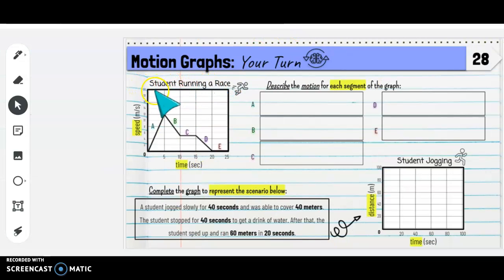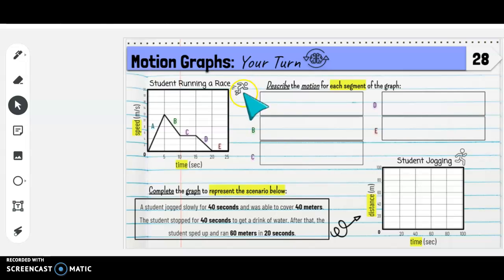On the second motion graph, it's titled Student Running a Race. And then along the y-axis, I see speed. And on the x-axis, I see time. It's always very important to see what words you have on the x and y axis, because those different words mean different things. Again, we're going to describe the motion for each segment of the graph.